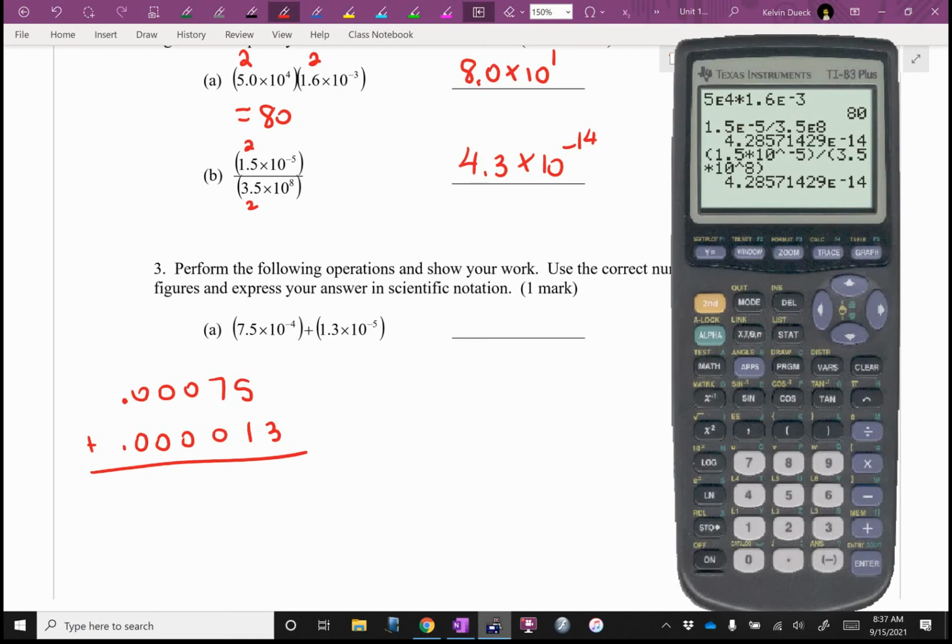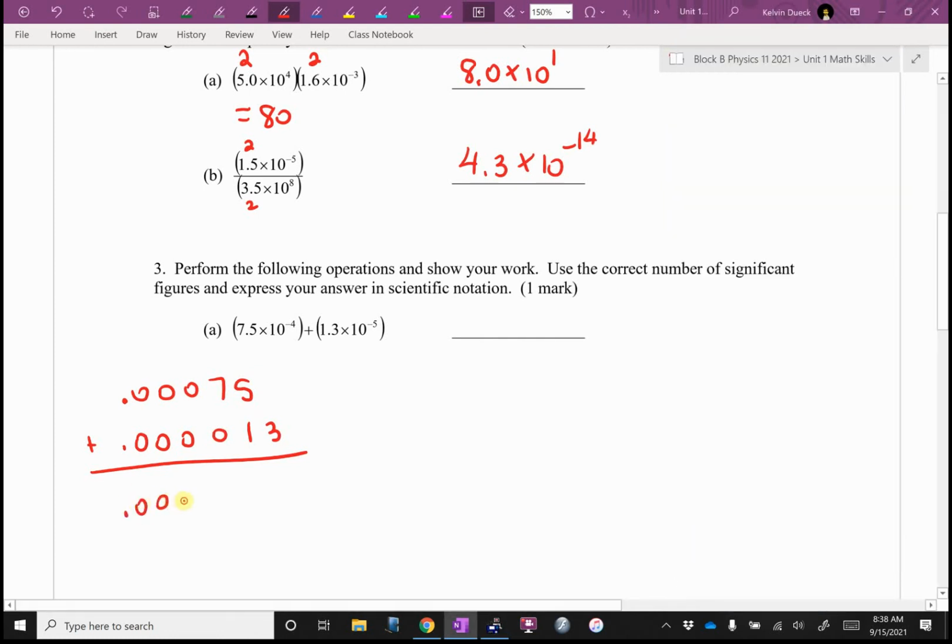So if I add this, I get 0.00075 plus 0.000013. My calculator gives me an answer back in scientific notation, but I can translate that as 0.000764. How many decimal places is this first one? How many decimal places is this second one? How many decimal places am I going to go to? 5. So I guess, and now I need to write that in scientific notation.